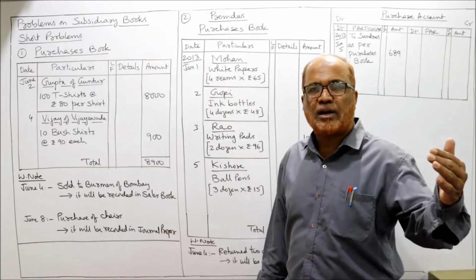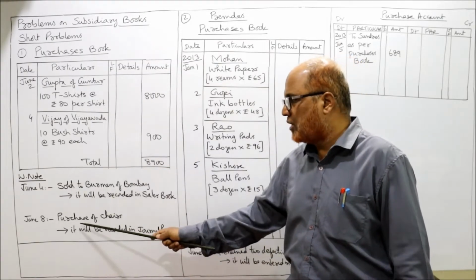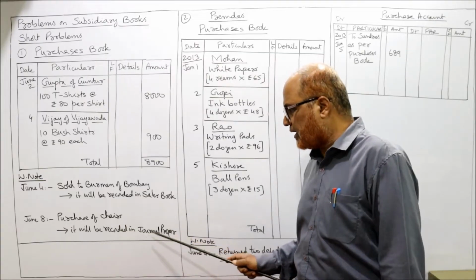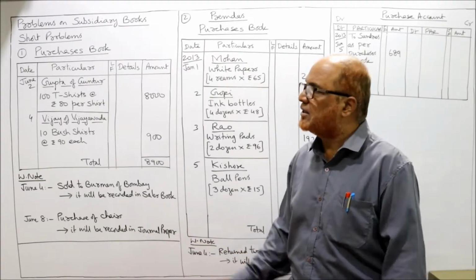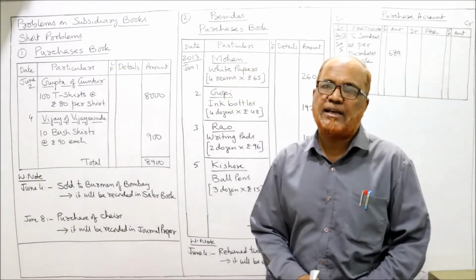So it will be recorded in journal proper. It will not be recorded in purchase book. So purchase of chairs, it will be recorded in journal proper. That's it. This is the first short problem on subsidiary book.